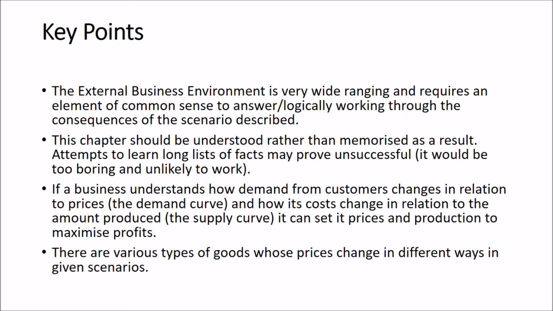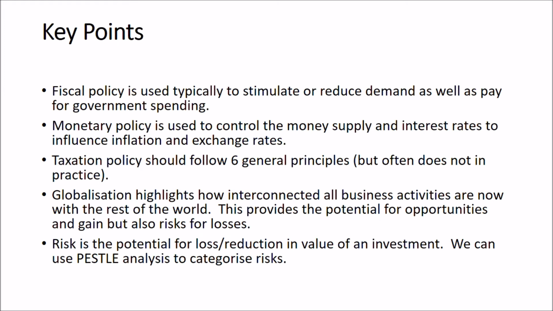If the business understands how demand from its customers changes in relation to prices, which is the demand curve, or how its costs change in relation to the amount produced, which is the supply curve, so it understands its demand and understands its cost, it can set prices and production to maximize its profit. That's the whole point of microeconomics. There are various different types of goods whose prices are going to change in different ways in given scenarios, so we're going to try to understand that and see what happens. That's the microeconomics element of it.